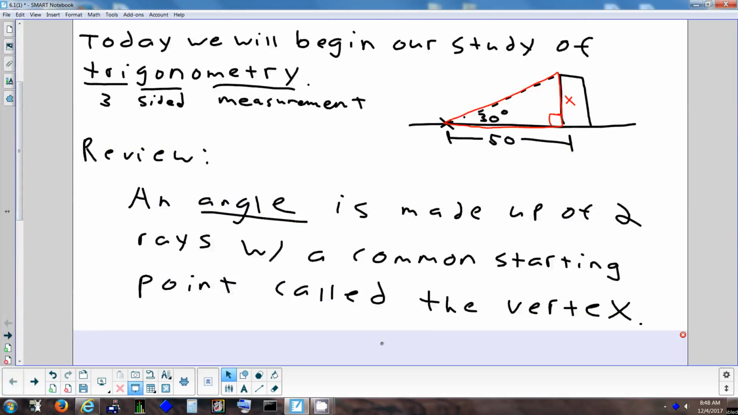Okay. We still call this thing that I just circled an angle, even though it's not between two rays, it's between two line segments. But when you draw an angle inside of a triangle, that's inside of another shape. This definition is when you draw an angle just all by itself, like this. Two rays, common starting point called the vertex, and that's an angle.